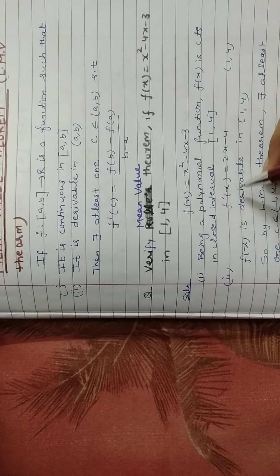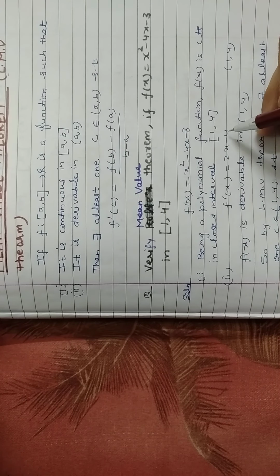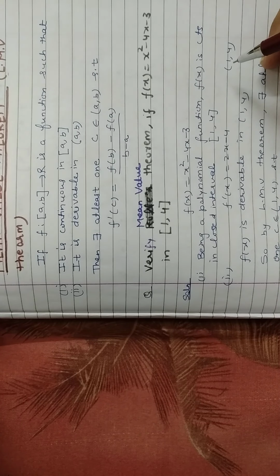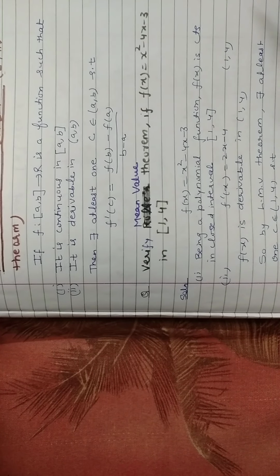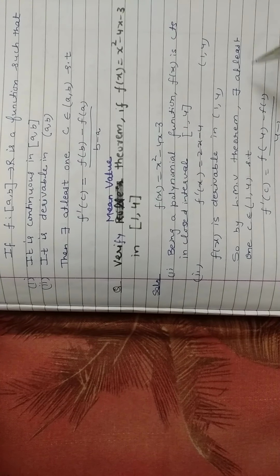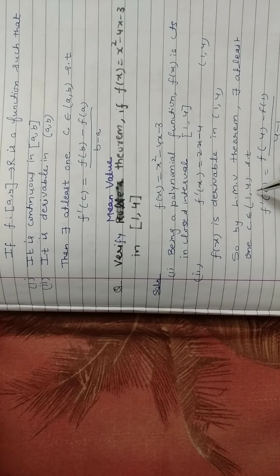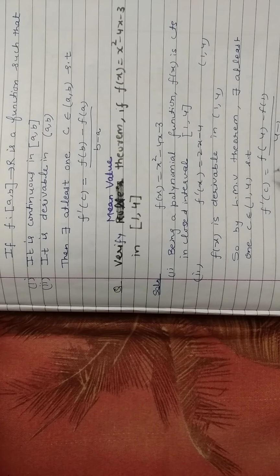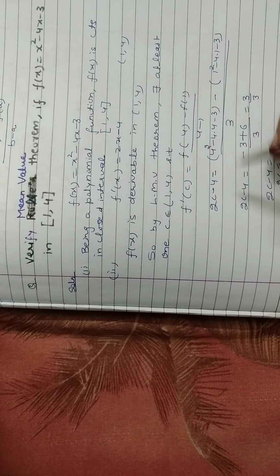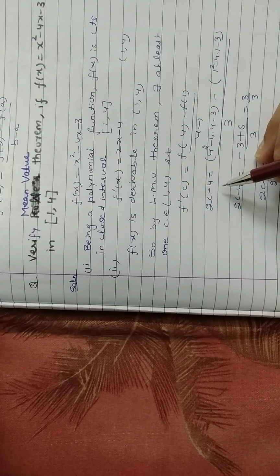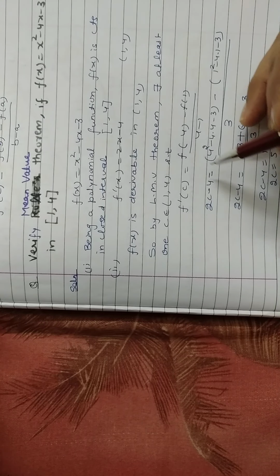Now f'(x) is equal to 2x minus 4. And if we talk about the open interval (1, 4), then it is derivable in the open interval (1, 4). Clear? So by Lagrange's theorem, there exists at least one c belonging to this such that f'(c) is equal to (f(4) minus f(1)) over (4 minus 1). Now what is f'(c)? It is 2c minus 4, right?